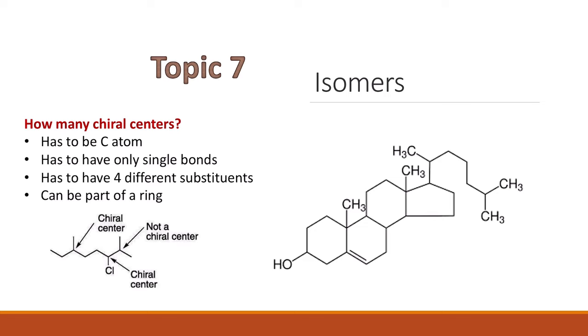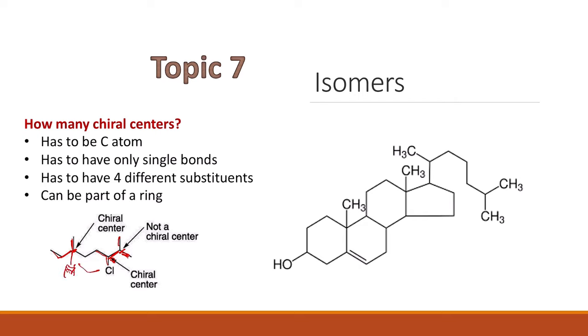So for example, here, as you can see, this is not a chiral center because we have two methyl groups attached to this carbon. This one is a chiral center because there are four different substituents. This is a chiral center as well because we have methyl and ethyl, hydrogen, and then the rest of the molecule. So it's four different.